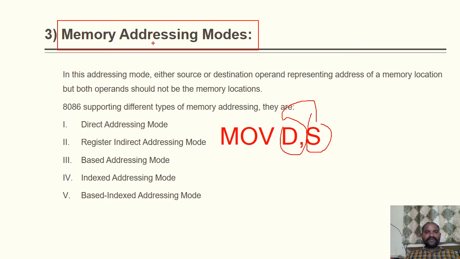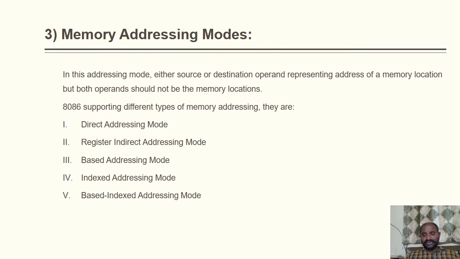Depending on the types of accessing possibilities supported by the 8086 microprocessor, the memory addressing mode is further classified into 5 types: the direct addressing mode, the register indirect addressing mode, the based addressing mode, the indexed addressing mode, and the based indexed addressing mode. Let us see what exactly each and every addressing mode is.